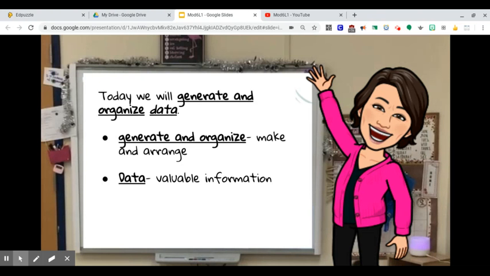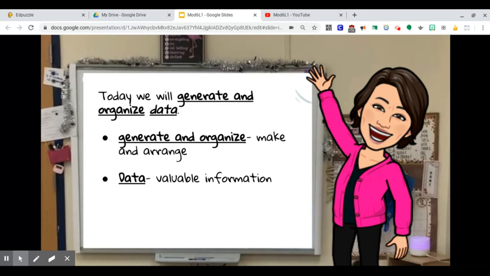Guys, today we are going to do our very first lesson in Module 6, which is all about how to gather information and organize it to make it easier for us to make decisions in math. Today our goal is to generate and organize data. What does it mean to generate and organize? Generate just means we're going to collect or gather information, and organize means we're going to arrange it in an easier way for us to understand it.